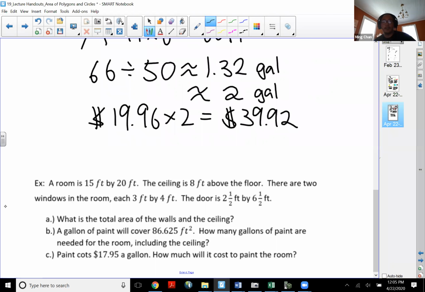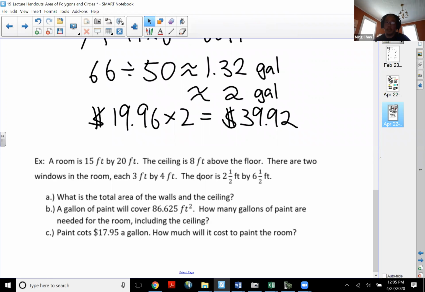Okay, so think about this. Normally, how many walls does a room have? Don't go crazy here. 4. Okay, very good. So we mentioned this before. If I say a room is 15 feet by 20 feet, what are these two dimensions referring to in the room? The floor. Very good. The floor.